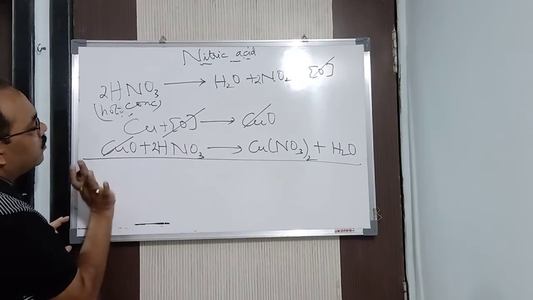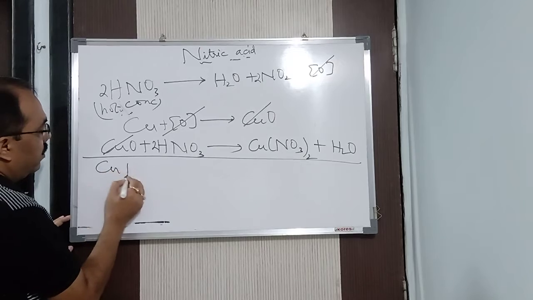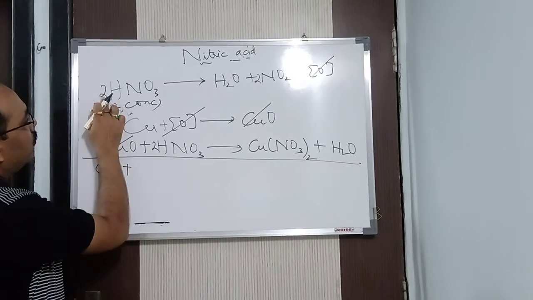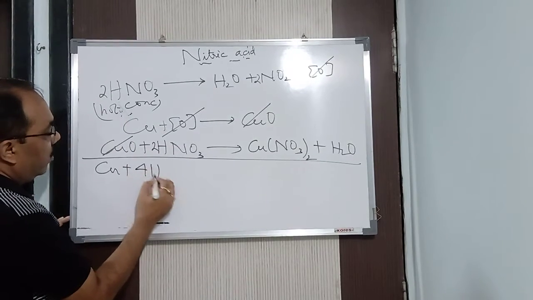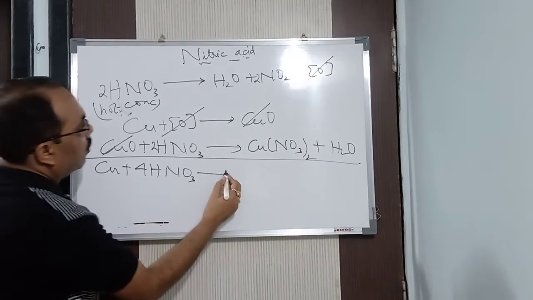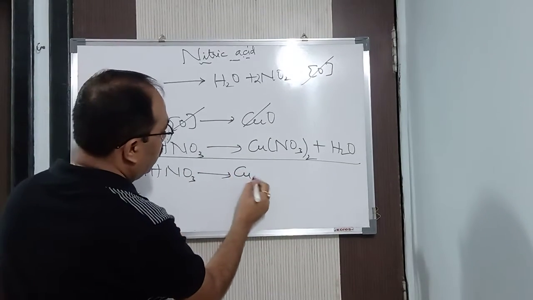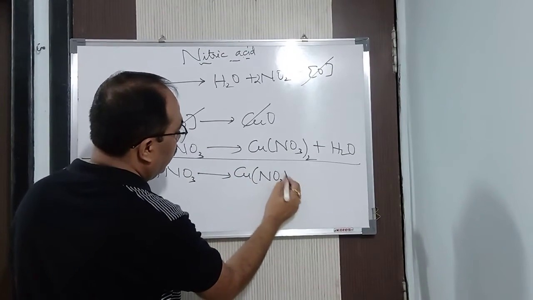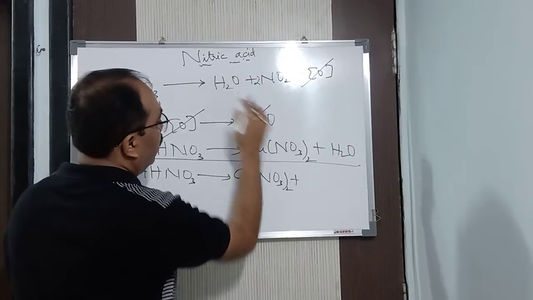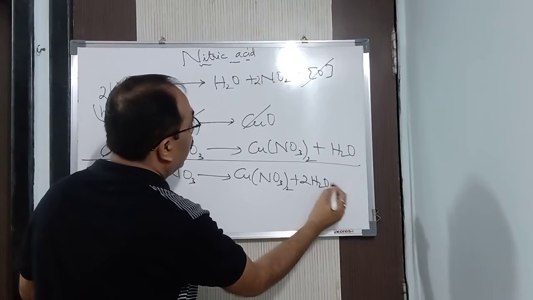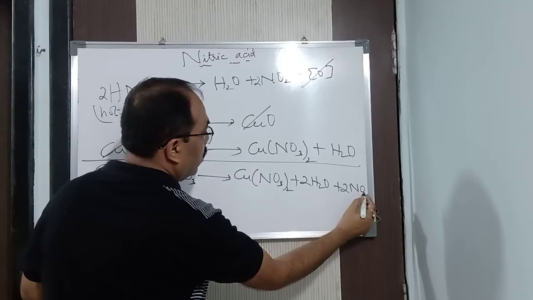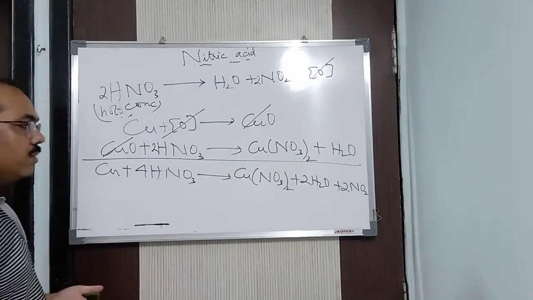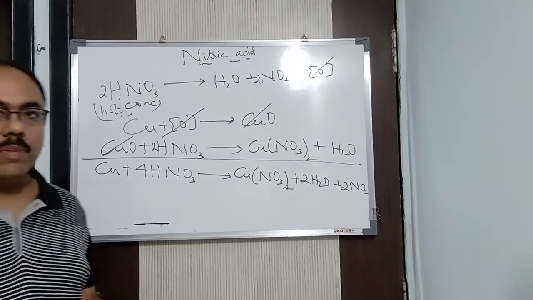On the reactant side, what is being left? Copper is left. And what else? 2HNO3 plus 2HNO3. What is that? 4HNO3. Got it? Next, what is being left on the product side? Copper nitrate, how many? 1. Then water, how many? 2. And how many NO2? 2NO2. Finished. In this way it becomes so easy to remember the equation.